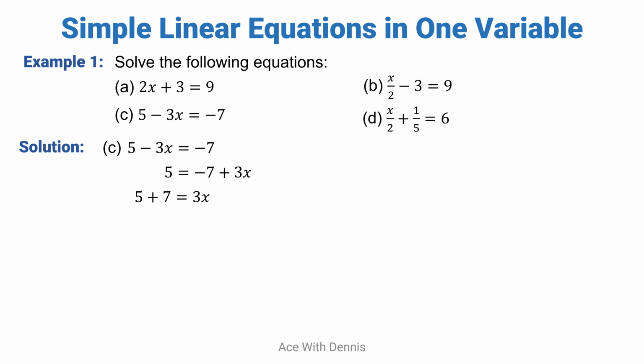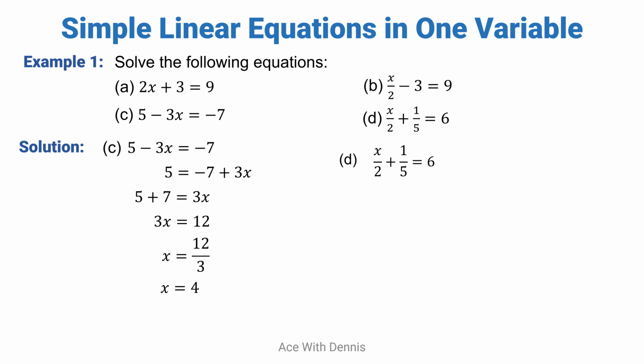Now from here, we move the 7 from the right hand side to the left hand side. So from minus becomes plus. So 5 plus 7 equals 3x, which is 3x equals 12. And now we want to make x the subject. So we move the 3 to the right hand side, becomes division. x equals 12 over 3, which is 4. Hence, this is the solution, x equals 4.